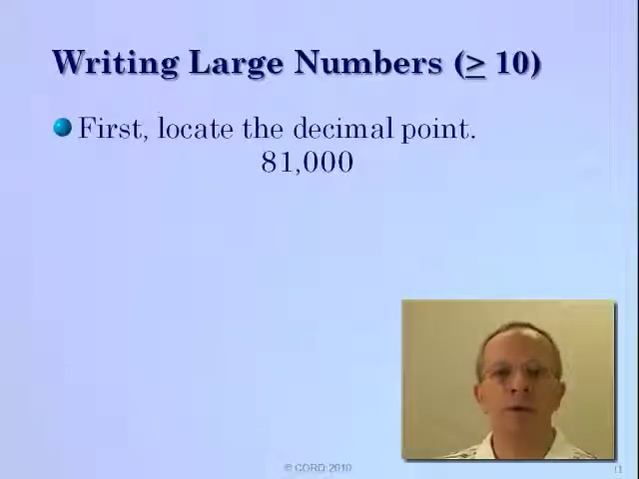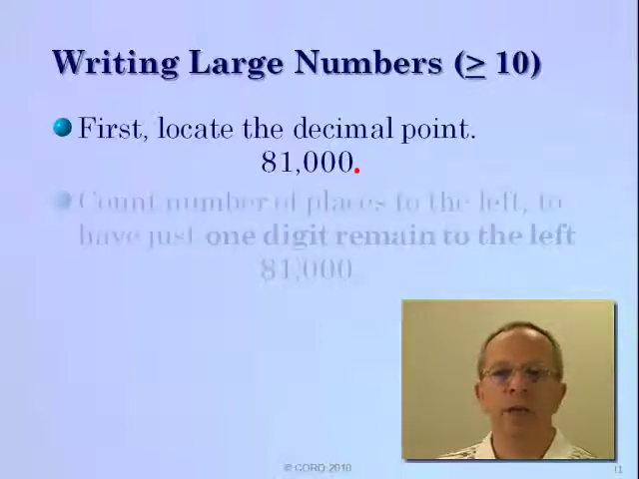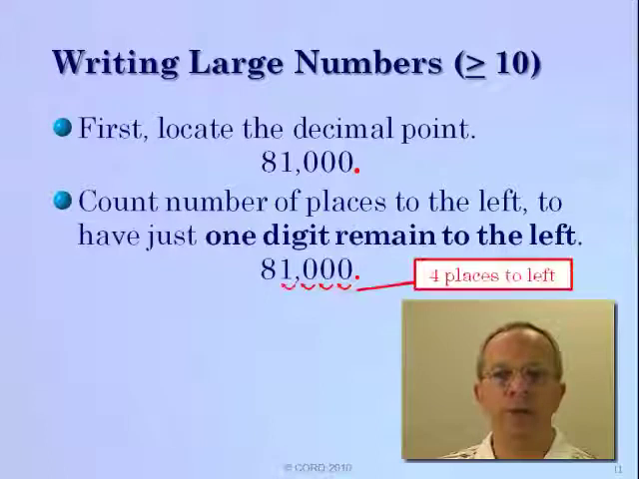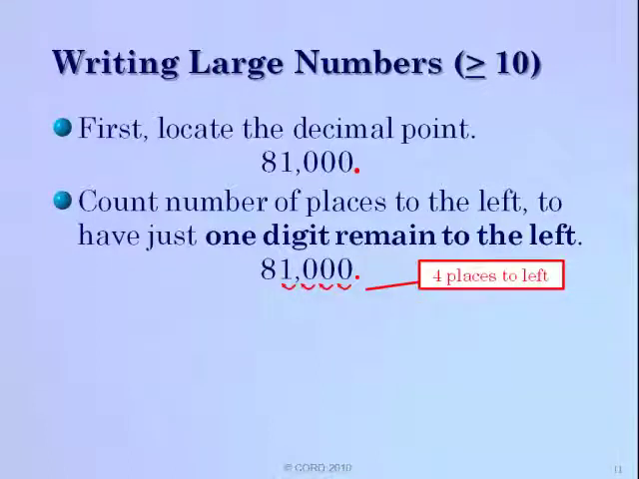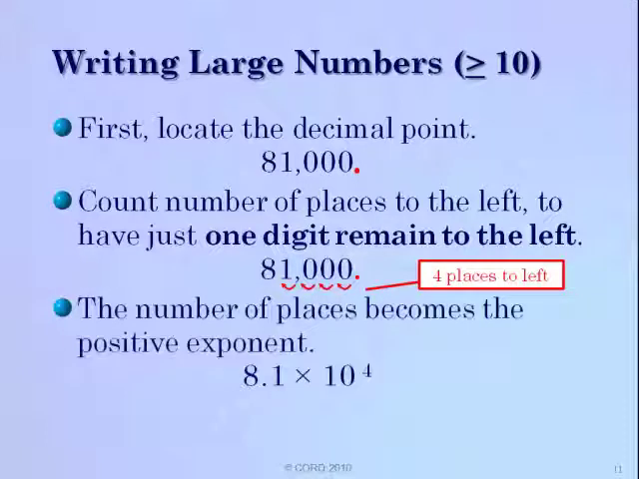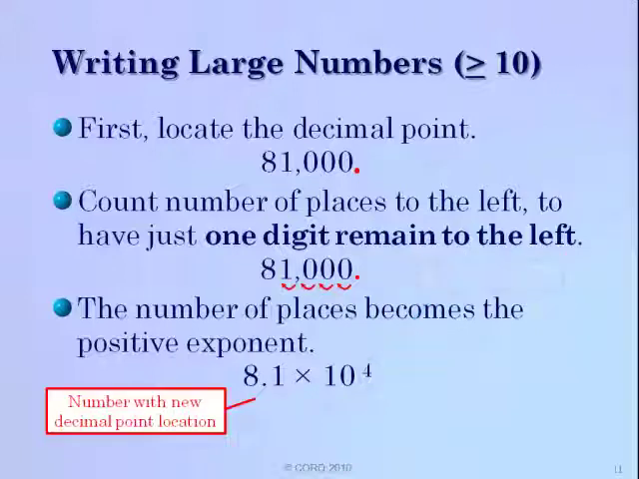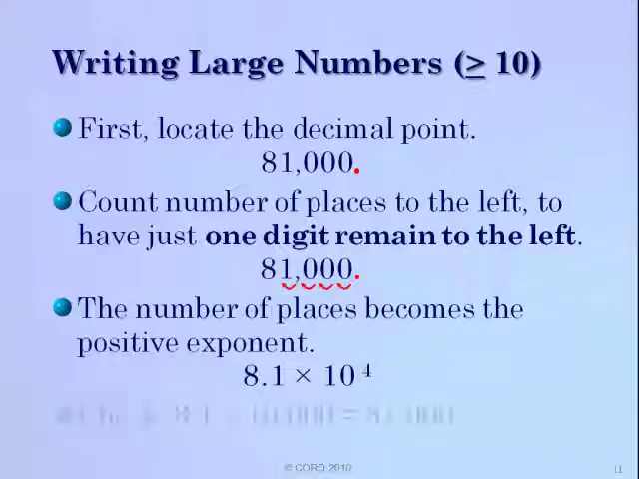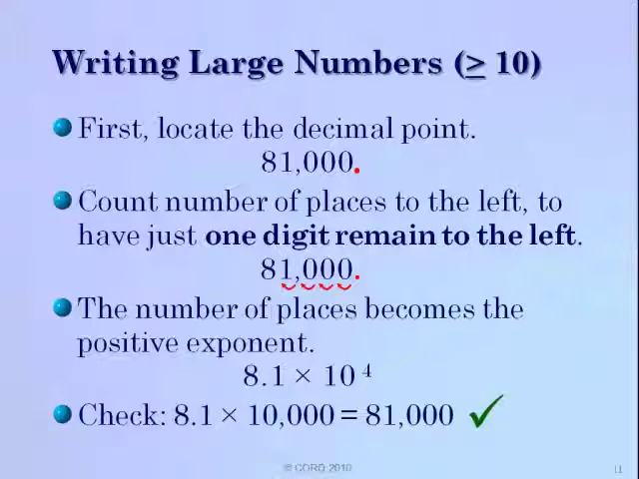So how do we write numbers in scientific notation? First of all, locate that decimal point. As in 81,000, the decimal point is right after that last zero. Count how many places we have to move that decimal point to the left. In this case, we have to move it 4 places to get a prefix that's between 1 and 10. And the number of places that we have to move that decimal point becomes our positive exponent. So we have 8.1 times 10 to the 4th. If we do a check, 8.1 times 10,000, which is the same as 10 to the 4th, sure enough, we get back our original number of 81,000, and we are confident that we've done everything right calculating our scientific notation value.